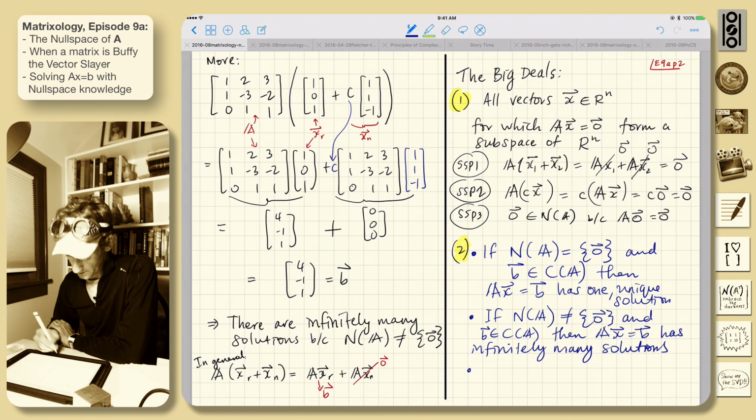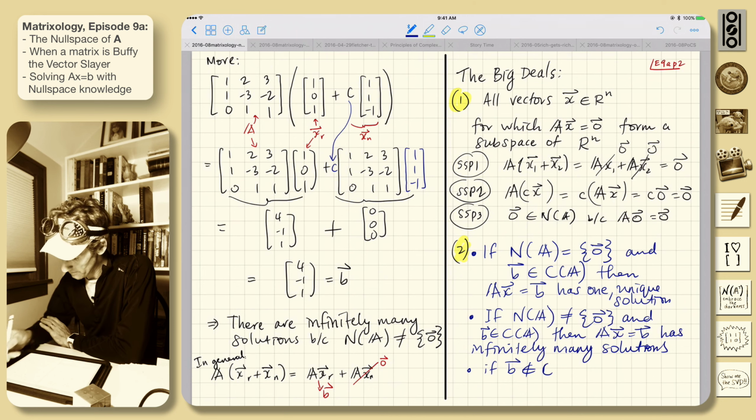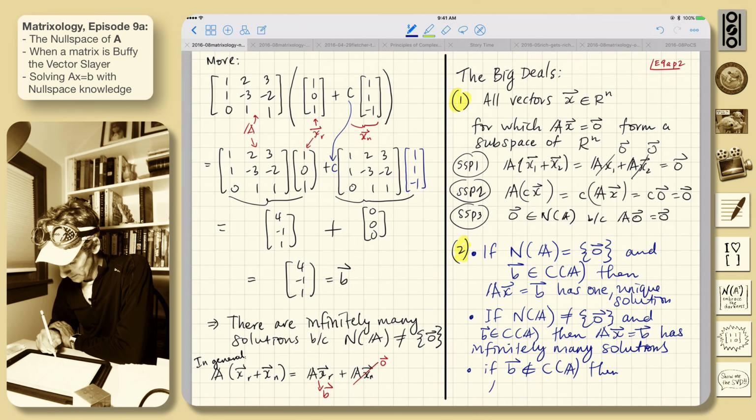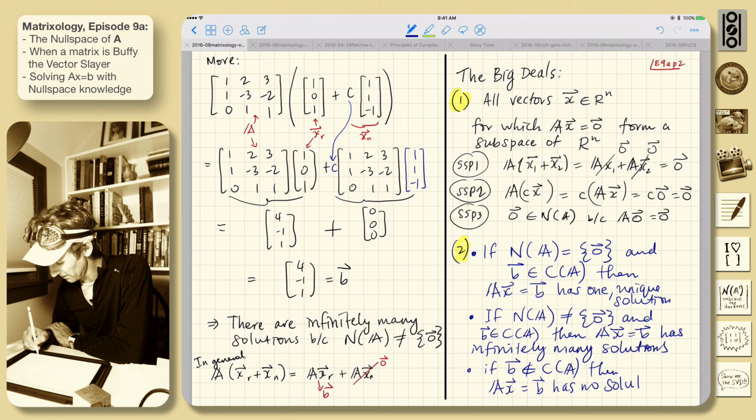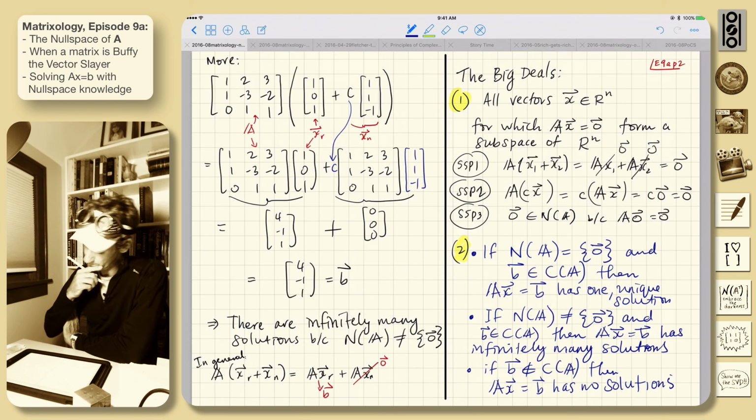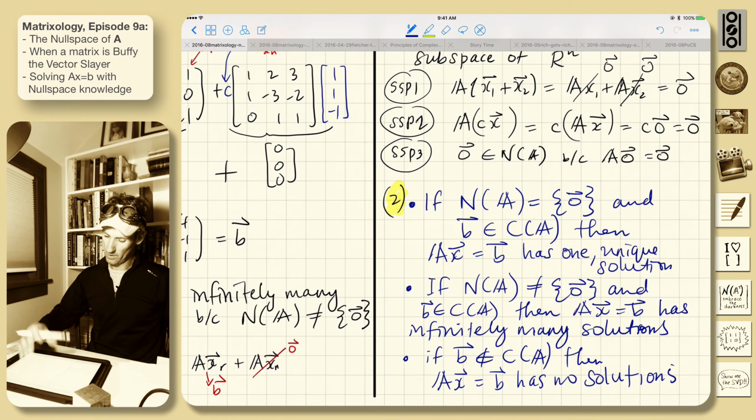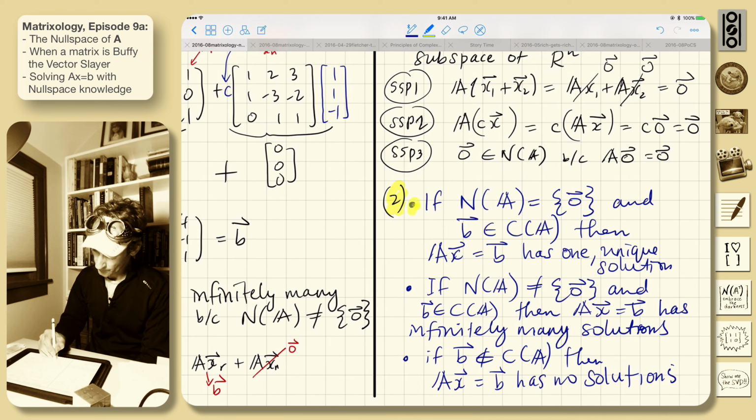And lastly, it doesn't matter what the null space is. If B is not in the column space of A, then Ax equals B has no solutions. No solutions. We'll have a nice table for this later on, and it's a table you should be able to fill out. It's very readable. So three things here: no solutions, infinitely many solutions, one unique solution.